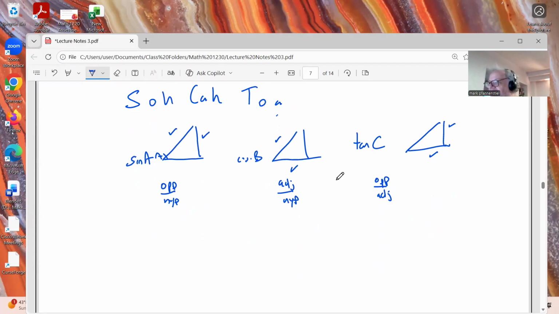Okay, moving on. Remembering also that cosecant is going to be hypotenuse over opposite. It's just 1 over the sine. The secant is hypotenuse over adjacent. And of course, the cotangent is going to be the adjacent over the opposite. They are just 1 over the original functions. So these are called reciprocal values.